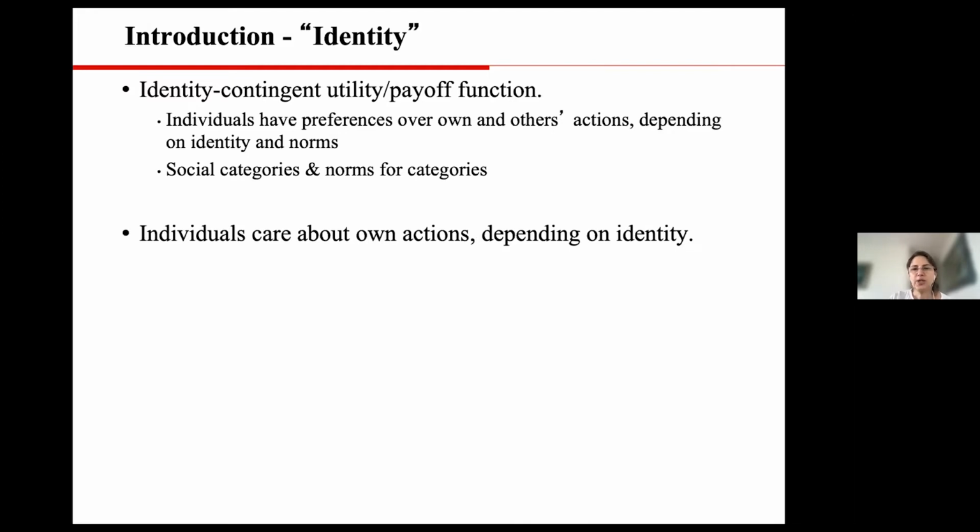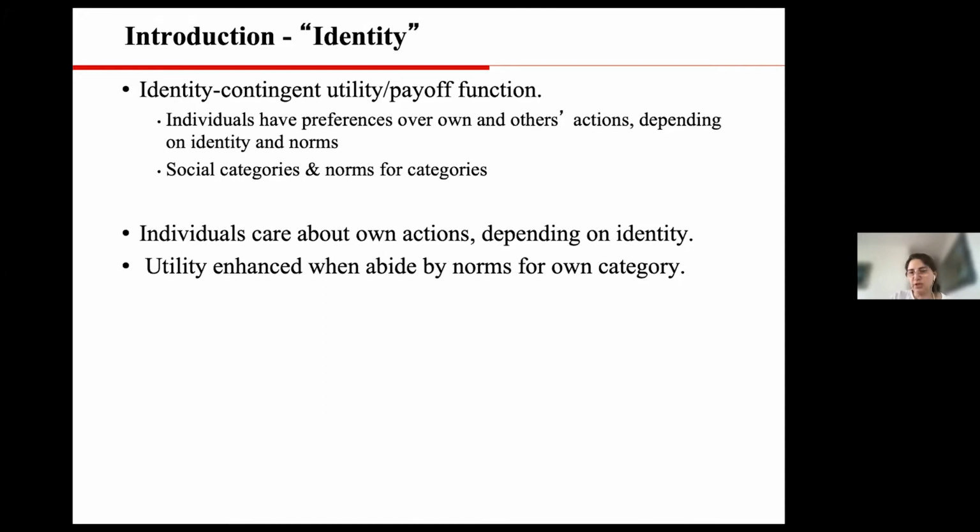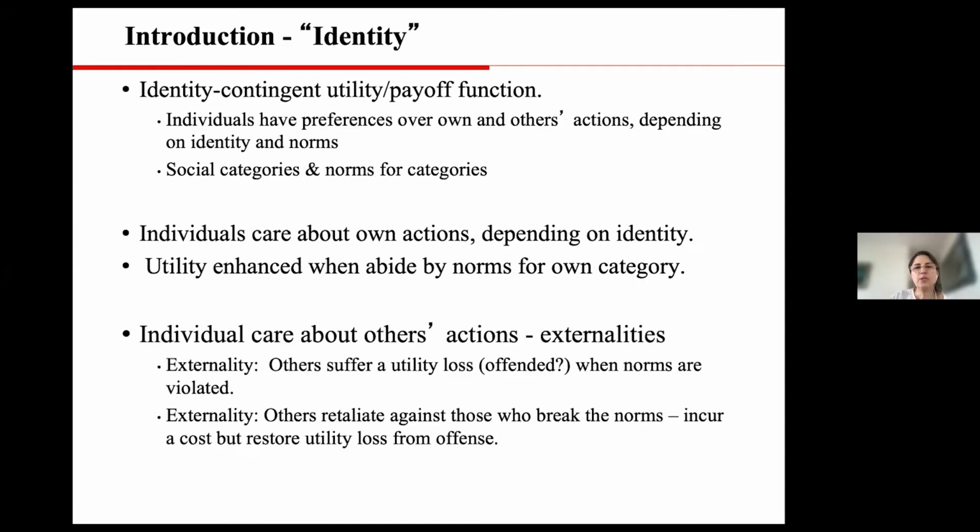So individuals will care about their own actions depending on their identity, the extent to which their actions abide by the norms for who they are, for their identity. So utility is enhanced when you abide by your own norms. But individuals also care about others' actions. So these are these externalities. So people may suffer a utility loss. You may be offended, right?